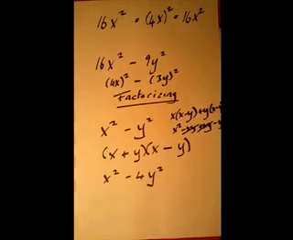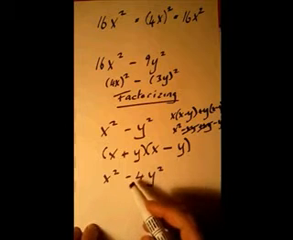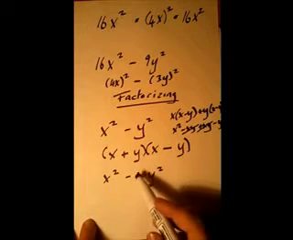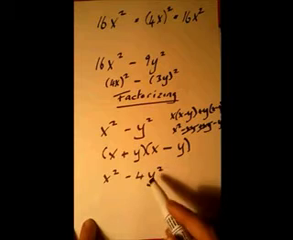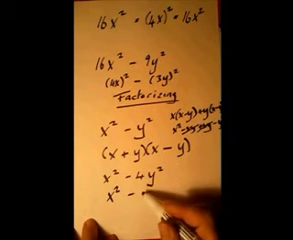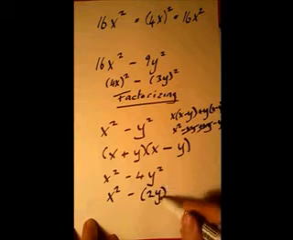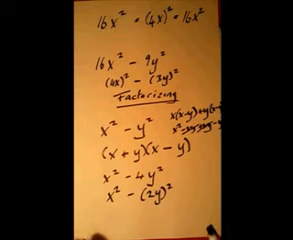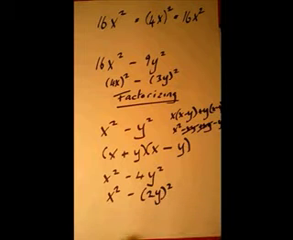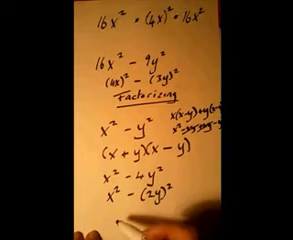Okay, so that was easy enough. Let's try a slightly different one. So here we've got x squared minus 4y squared. Now the problem with the 4 here is it's not being squared, so we've got to change that to x squared minus bracket 2y squared. So now we've got a perfect difference of two squares. So now we can just simply apply the formula.